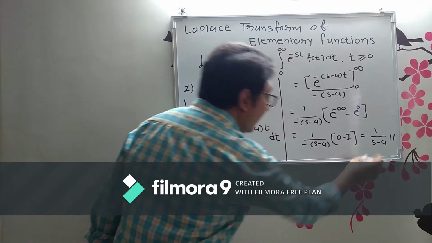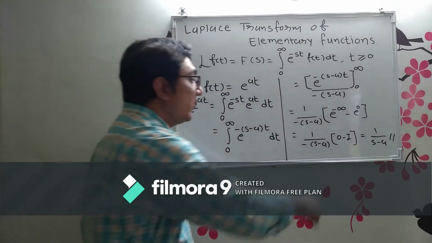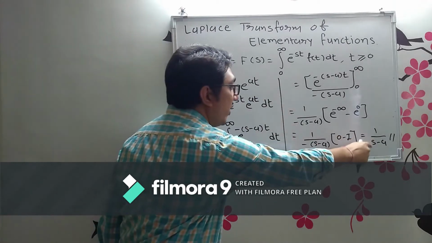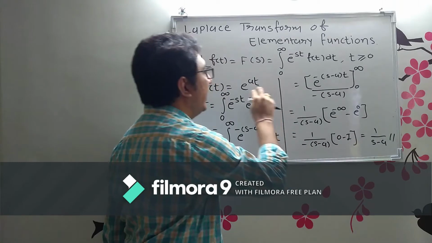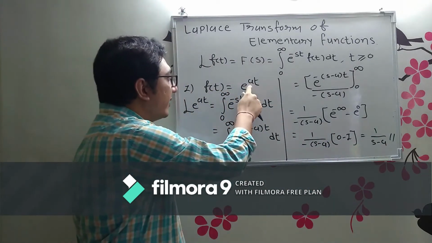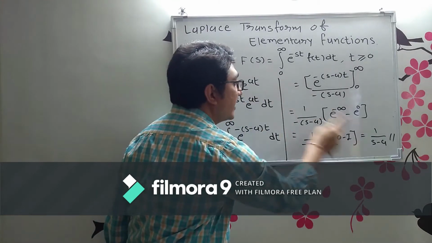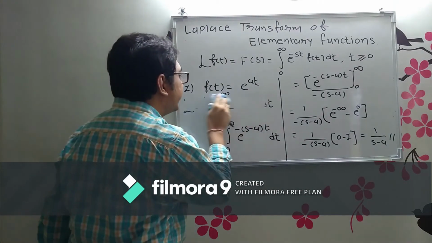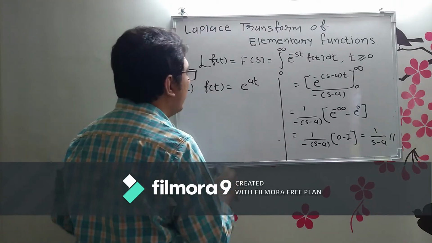So friends, once again we have the second formula. The Laplace transform of e raised to at can be written as 1 upon s minus a. Laplace of e raised to t is 1 upon s minus 1. e raised to 5t gives 1 upon s minus 5. e raised to 10t gives 1 upon s minus 10. Here, if the sign is positive, the answer contains a negative sign, so both signs are opposite. Is it okay? Right.